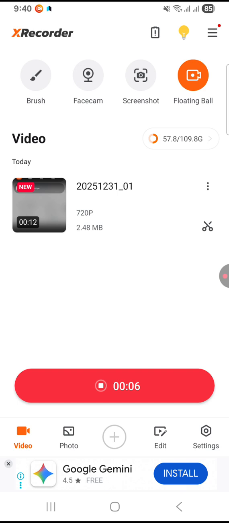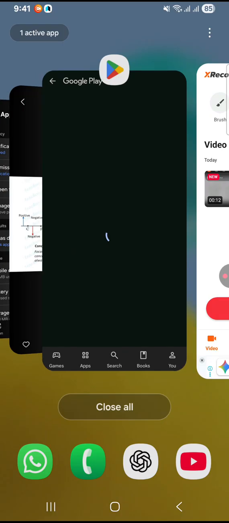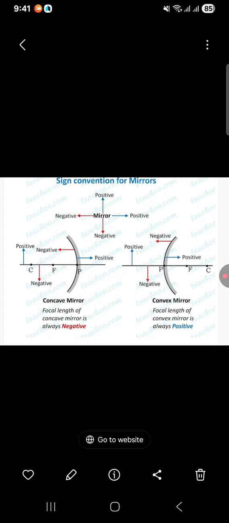Today we will discuss the sign conventions in the mirror as well as in the lenses, because this is a most important topic in the chapter light, where we get a numerical either from mirror portion or from lens portion. So mostly students confuse about the sign conventions, which sign we have to take for U, V and F. First of all, we will discuss what is U, what is V, what is F.